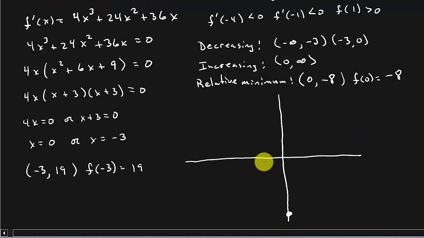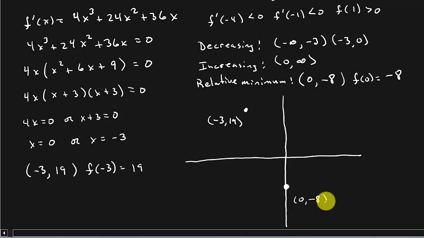All right, so I've got the point negative 3. We'll call that about right in here, and that would be 19. Since that's 19, let's call that negative 8 right there. This is going to be the point negative 3, 19. This is going to be the point 0, negative 8. So what is this thing doing? See how it's decreasing from where x is negative infinity all the way up to negative 3 and to 0.